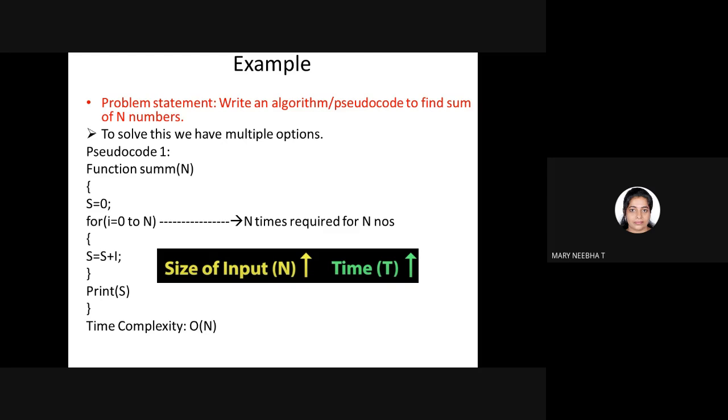Okay, so S is equal to S plus I. Sorry, it is S plus I, with S equal to 0. This is small i. Okay, S plus I. And so finally you are printing this S.